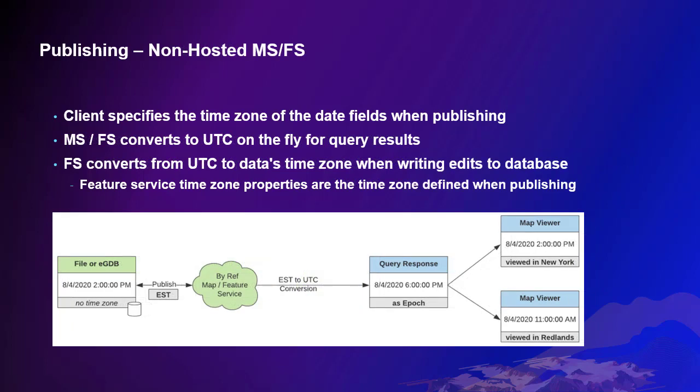When publishing non-hosted map services and feature services, the values are not copied and thus not converted when published. They are read directly from the data source. In order to return UTC values, the map and feature services use the settings we just described to convert the values on the fly. In the example in the diagram, you can see how values in Eastern Time in a file or enterprise geodatabase get converted to UTC on the fly by the service when processing query results.